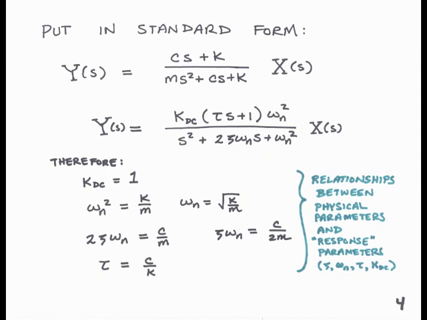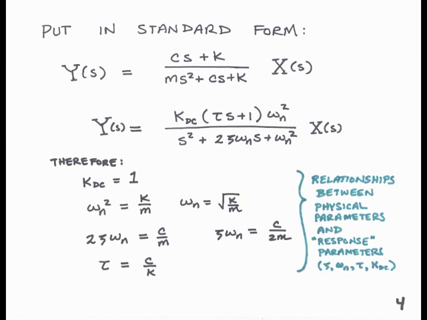The next step in analyzing this problem is to put our transfer function into a standard form. So recall our transfer function was (cs plus k) divided by (ms squared plus cs plus k). Now the denominator, the standard form for that, is the one we studied for second order systems: s squared plus 2 zeta omega n s plus omega n squared. We'll put the numerator in the following form: the DC gain, K_DC, times (tau s plus 1) times omega n squared. And we can always take cs plus k and put it into this form.